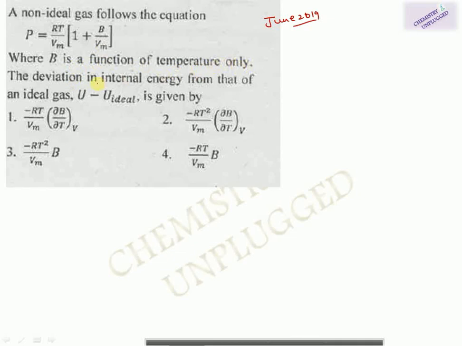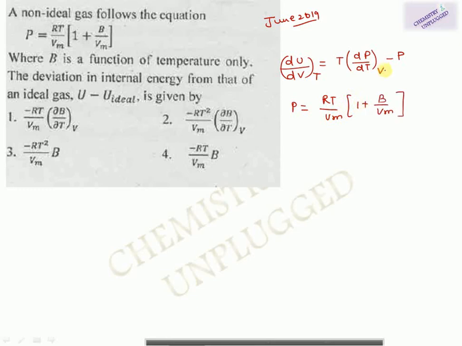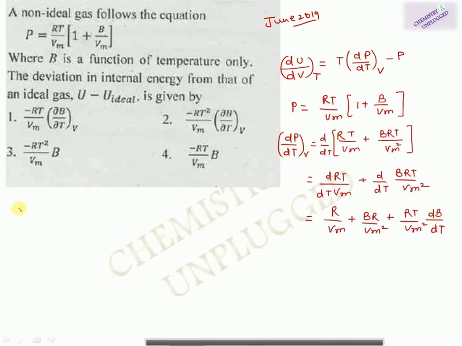The deviation in internal energy from that of an ideal gas, U minus U ideal, is given by. The equation of internal energy is dU over dV. Okay, so now we will place the value of dP over dT from this equation. We have the value of P here. First we will take differentiation of this pressure with respect to temperature at constant V. So this is the value of dP over dT at constant V. Now we will place this value in this equation.